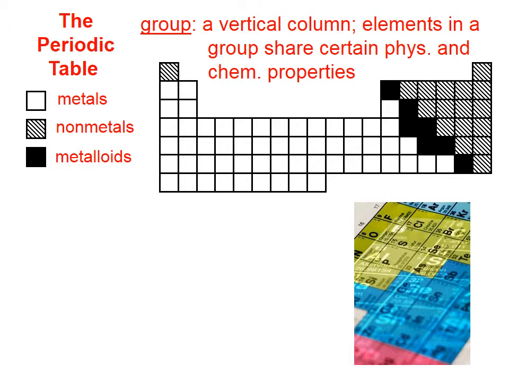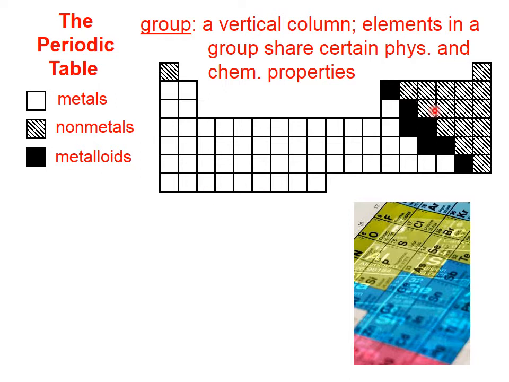You probably learned that on the periodic table, a group refers to a vertical column, and the elements in a group share certain physical and chemical properties. Now, I've left off the F block on this picture, but perhaps you recall that most of the elements, including those of the F block, which is down below the main body of the periodic table, are metals.